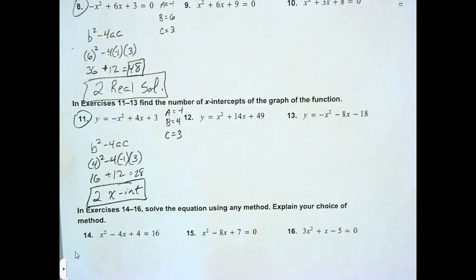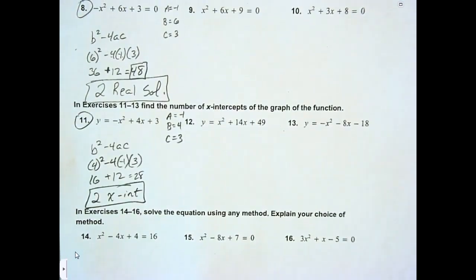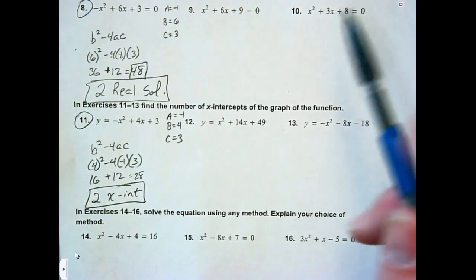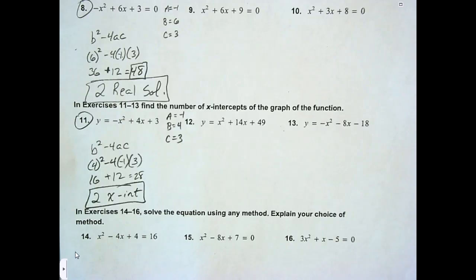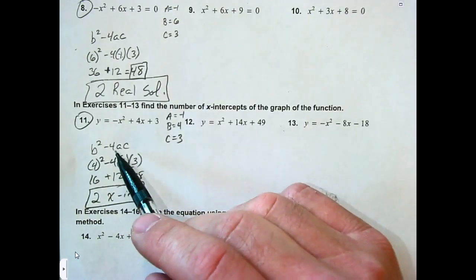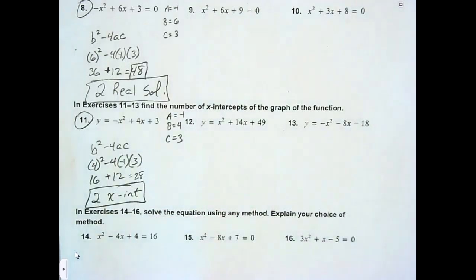Oh, wait, I have a question. Okay, so on the square root of b squared minus 4ac, is that 4 times a plus 4 times c, or is that 4 times a times c? 4 times a times c.